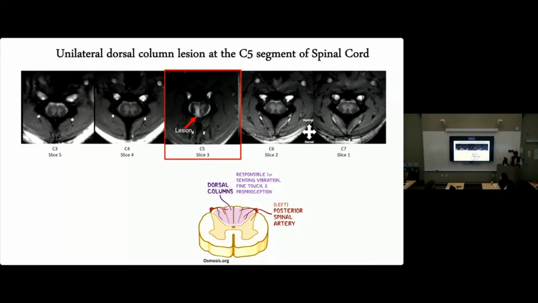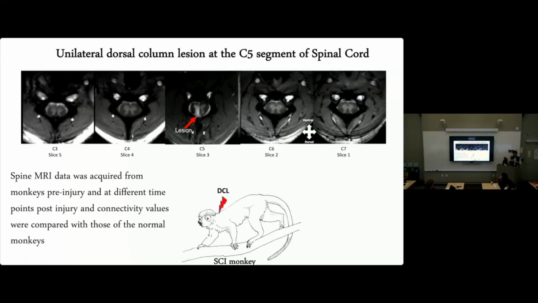we could see that this was the injury site, and we found in the MTC image that there was a change in the intensity, signifying the injury effects in the dorsal column region of the spinal cord. And this dorsal column was also chosen because it is known to be the major tract responsible for transmitting signals in the ascending pathways. And then what we did is that we acquired spinal cord fMRI data before the injury and also after the injury at multiple time points.